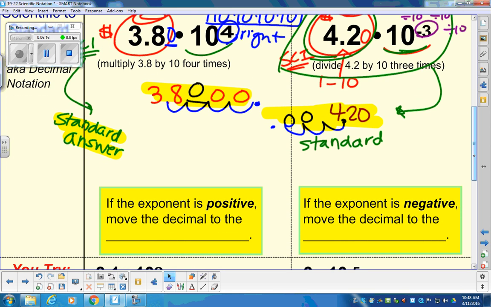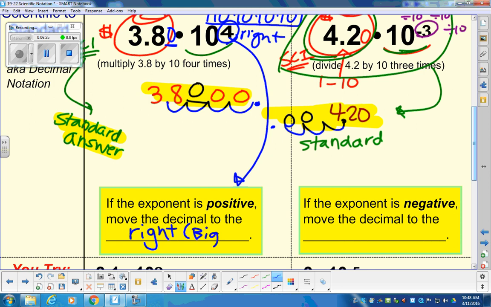So just some notes here. What we've noticed in this problem is if the exponent was positive, we move the decimal to the right. The reason why we're doing that is we're making it bigger. And the reason why we're making it bigger is we are multiplying. We're multiplying by 10 that many times, the power number of times. That's why it's going to the right. It's getting bigger. Every number in the power is multiplication by 10 that many times. In that particular case, we multiply by 10 four times, making it bigger by a significant amount.